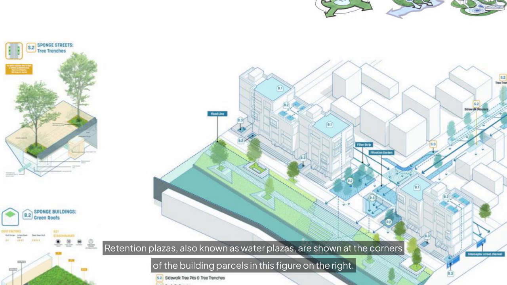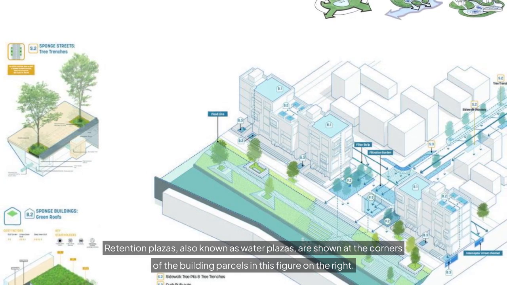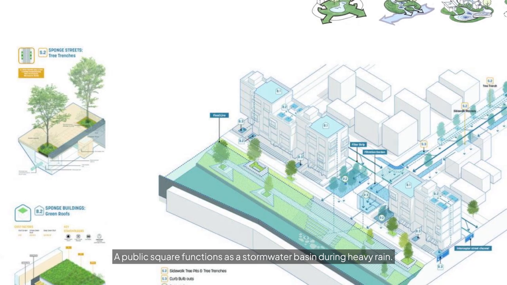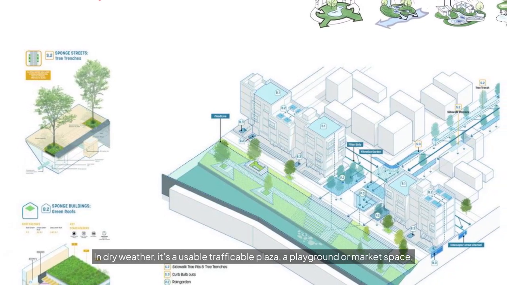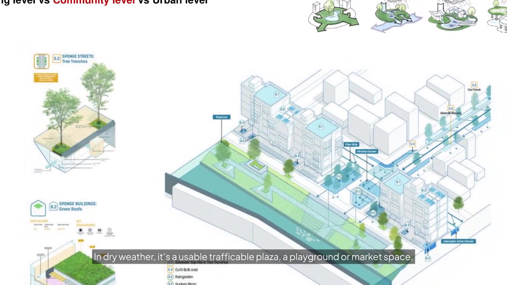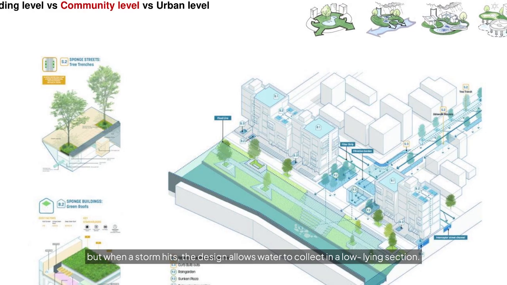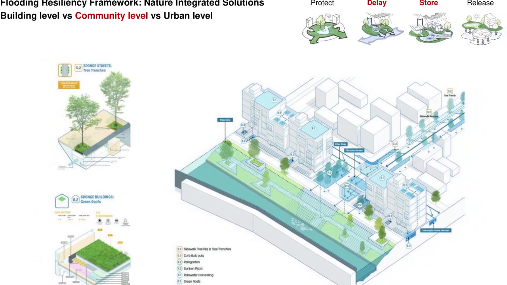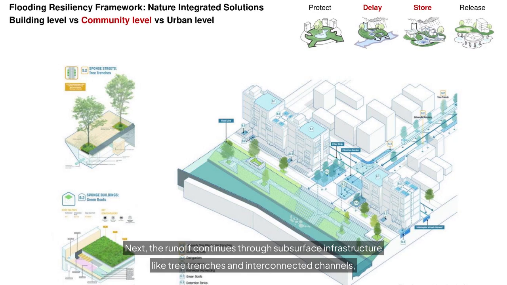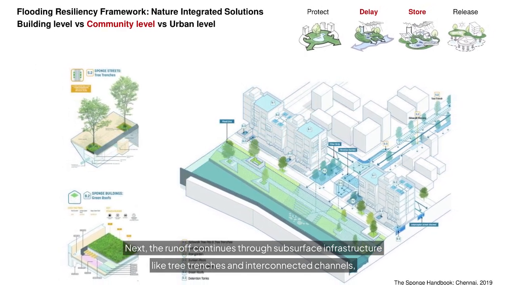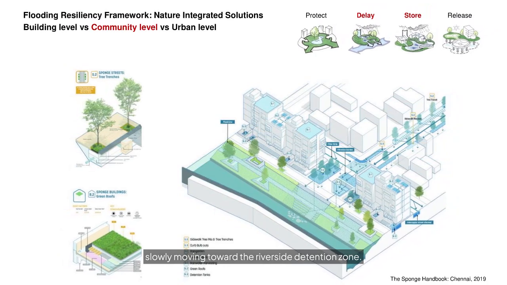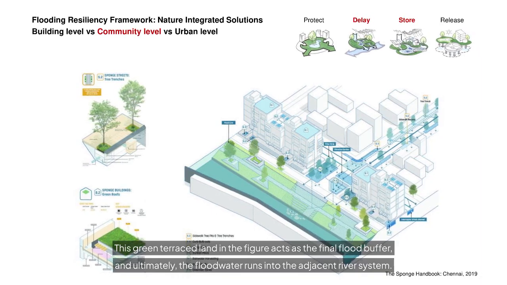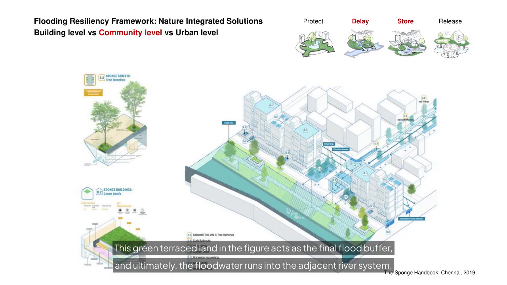Retention plazas, also known as water plazas, are shown at the corners of the building parcels in this figure on the right. A public square functions as a stormwater basin during heavy rain. In dry weather, it's a usable, trafficable plaza, a playground or market space. But when a storm hits, the design allows water to collect in a low-lying section. Next, the runoff continues through subsurface infrastructure like tree trenches and interconnected channels, slowly moving toward the riverside detention zone. This green terraced land in the figure acts as the final flood buffer, and ultimately the floodwater runs into the adjacent river system.